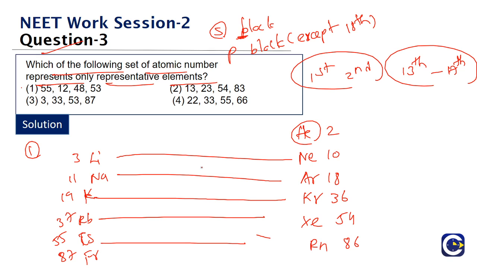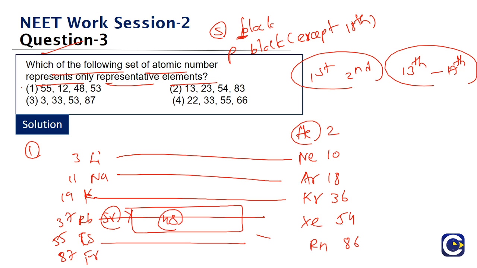What about 48? Where does 48 come? It will be coming between 37 and 54, right? So 37 is rubidium. After rubidium, in the second group, we'll have strontium, that will be 38. Now after strontium we'll have yttrium, zirconium. All this is the D block. So if we say 48, this will be an element in the D block.